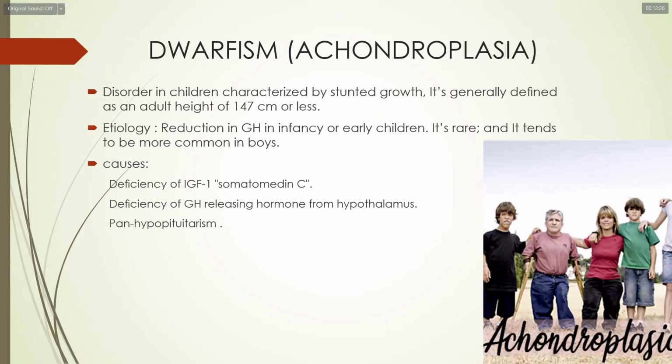Now, dwarfism, which is the opposite of gigantism, we can say, or achondroplasia. It's a disorder in children characterized by stunted growth. It's generally defined as an adult height of 147 centimeters or less. Etiology of dwarfism is a reduction in growth hormone in infancy or early childhood. It's rare and tends to be more common in boys. Causes include deficiency of IGF-1, somatomedin C, deficiency of growth hormone releasing hormone from the hypothalamus, and panhypopituitarism. Next.